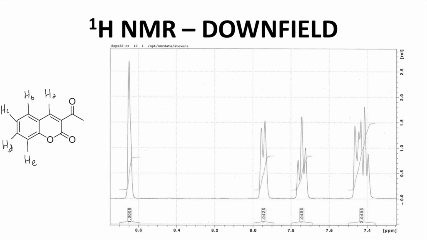The downfield signal at 8.6 ppm is almost certainly the isolated proton HA. I won't go through all my thinking, but I would guess that HB is the doublet at 7.9. HD is this triplet at 7.7 ppm. The remaining 2 hydrogens are overlapping. You can maybe discern the doublet to the left. That would be HE. The remaining triplet is HC.